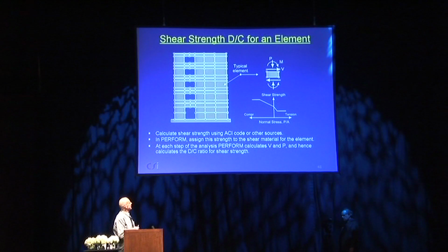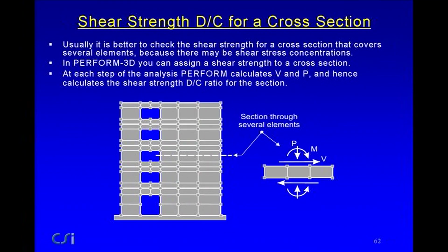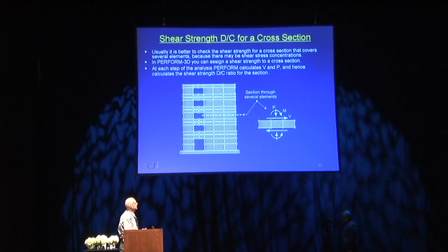In practice, you'd want to consider the shear strength of the complete cross-section. That would be more practical. And Perform allows you to do that. So usually it's better to check the shear strength for a cross-section which covers several elements, and this is because there may be shear stress concentrations. What you can do in Perform is assign a shear strength to a cross-section. It's shown here. You can cut a cross-section and assign a shear strength to it.